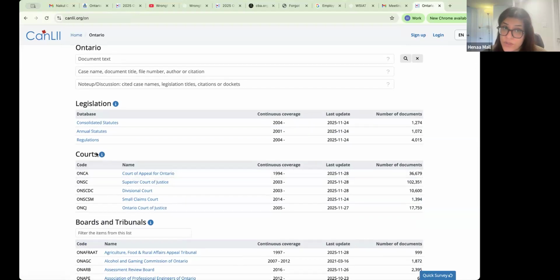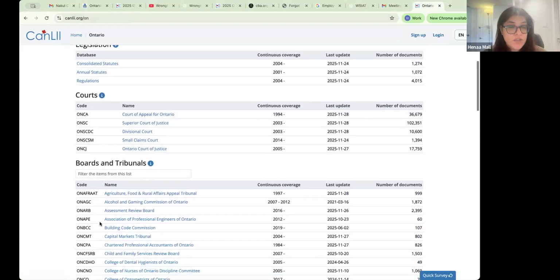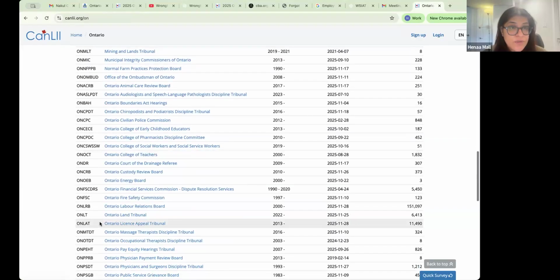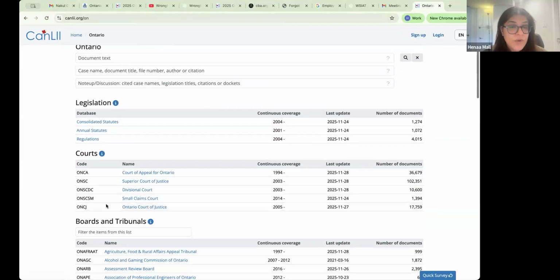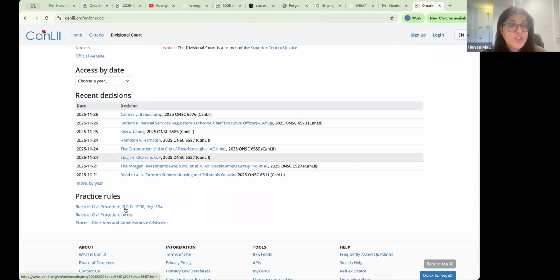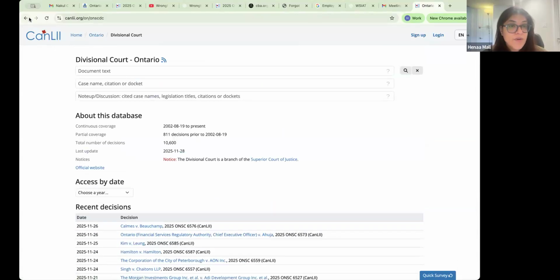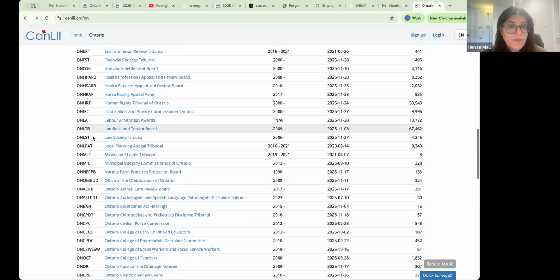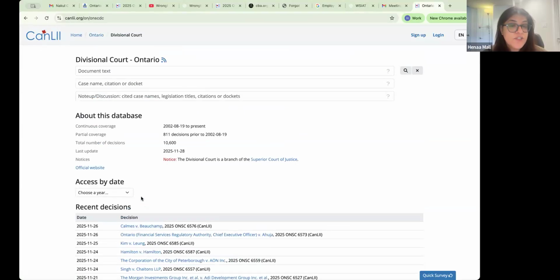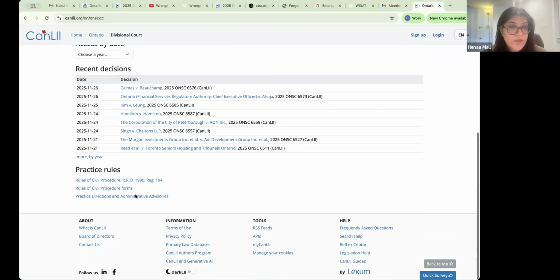Now, in Ontario, you have courts and you have boards and tribunals. So these are your tribunals. You're not happy with their decision? What do you do? You go in for judicial review. Where will you go in for judicial review? Divisional court. So when you look at divisional court's order, you will see your judicial review matters. Like for instance, you're not happy with the decision of Landlord and Tenant Board. You want that overturned. You'll file for judicial review in divisional court, right? So your JR matters are heard by divisional court.